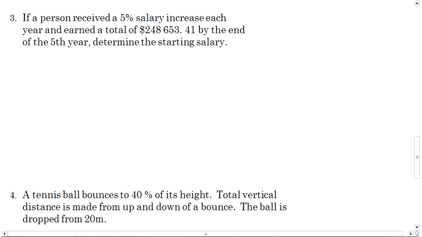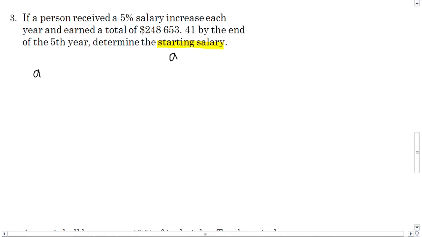Let's start off with an illustration. Suppose we had our first term, which is the starting salary. This is A, right? We're trying to find A. So we start off with A. Let's say, for example, we had $100, just to keep the numbers small. Now, you receive a 5% salary increase, so the next year you're going to get $5 more, which is 105.